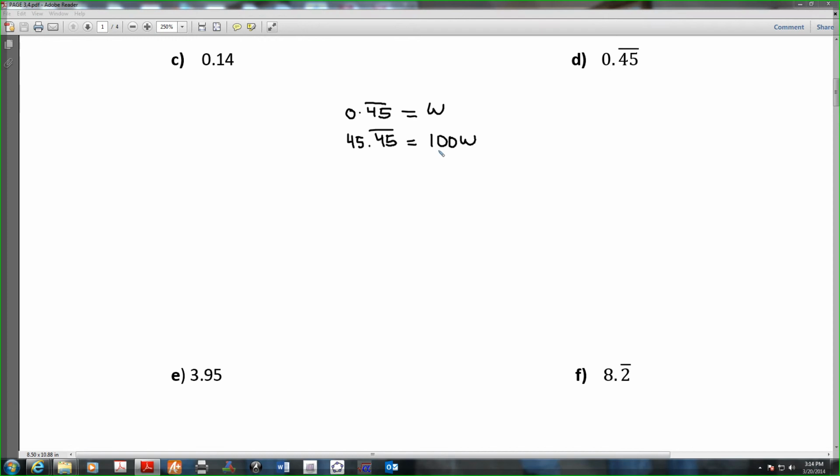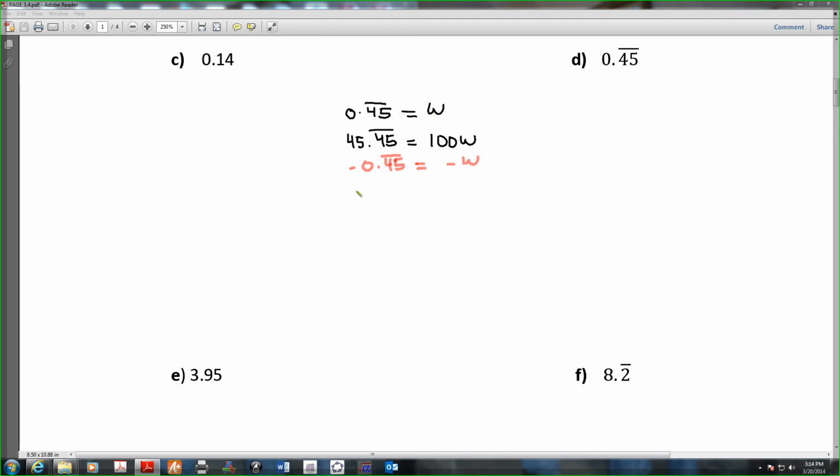Now, if you notice, I want to get rid of that repeating decimal. How do I get rid of that repeating decimal? By subtracting that repeating decimal. And what does that repeating decimal represent? It represents 1 negative W, because I already stated that 0.45 repeated is W.